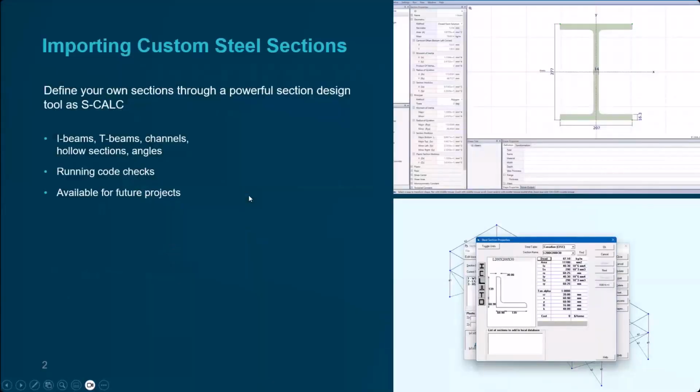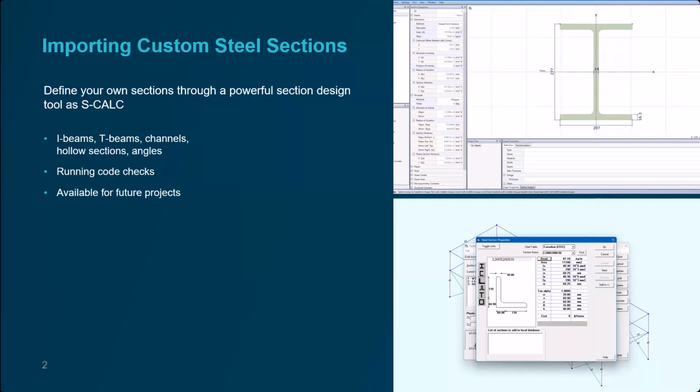First of all, I'd like to mention a couple of things that are the base of what we are presenting here. The topic of this presentation is that we are going to import some custom steel sections from one program to another. We know that S-CALC is a tool that can help us design our own sections through a powerful section design tool. We're going to see how things are working. And we also need to keep in mind the sections or shapes that can be supported for what we intend to do.